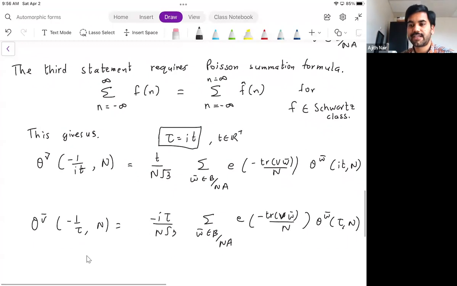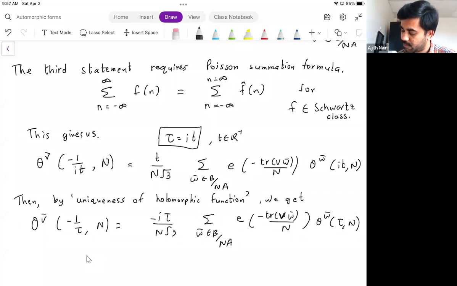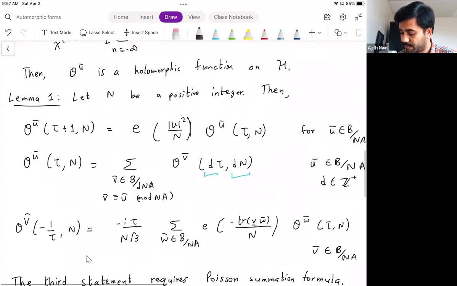So then, yeah, then we can conclude the third statement. The crucial thing is, I should say, by the uniqueness theorem, uniqueness of holomorphic functions, we get... right. So the crucial thing is Poisson summation, and then by applying the uniqueness theorem, we get the third statement.